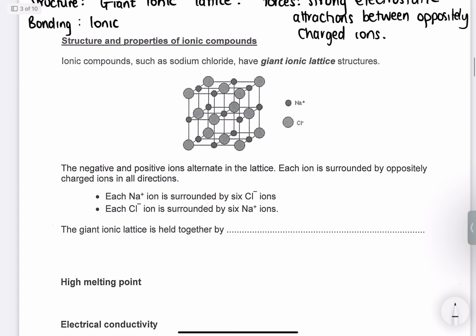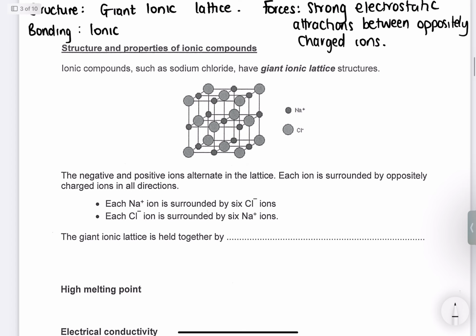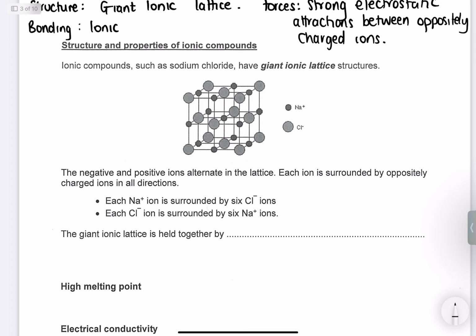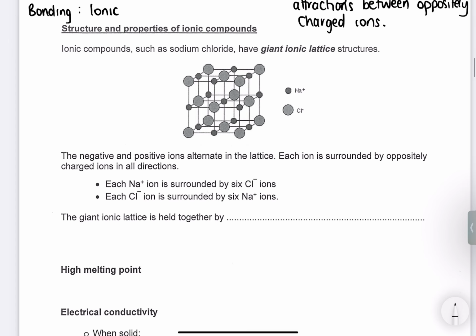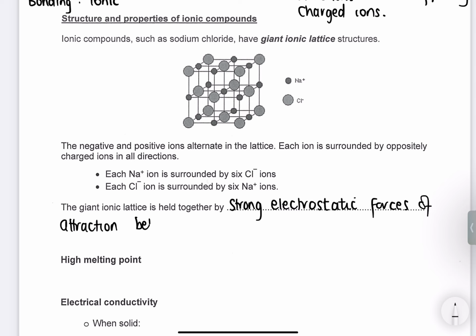Okay, so we drew in an earlier lesson that structure of a giant ionic lattice. So the giant ionic lattice, we said, is held together by strong electrostatic forces of attraction. You can't just say forces, it must be of attraction between oppositely charged ions.